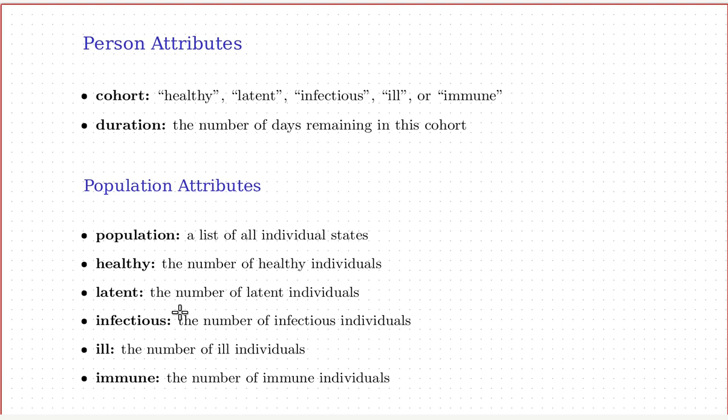That incidentally will make it easy to see at the end when the infection has run its course. That will be when no one is latent, infectious, or ill, when these numbers are all 0. Or alternatively, you could say that when the healthy number plus the immune number is equal to 1,000, the total population, we'll know the infection has run its course.